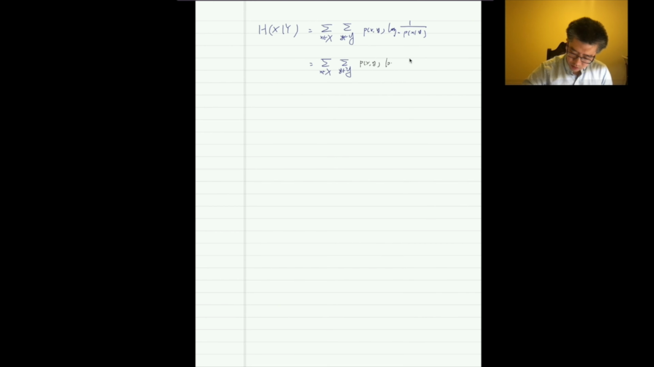P(x,y) log what? So it should be P(y) over P(x,y)... Okay, so here is the Bayes rule, right? Bayes rule. Okay, and then yeah, because we have a log here, right? Log, and inside is a division, so we can break this into two terms.